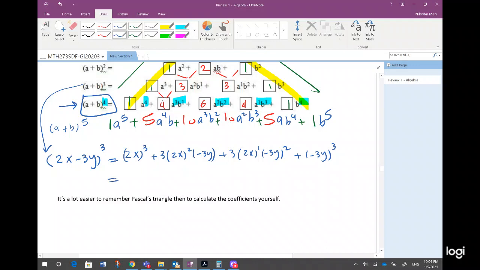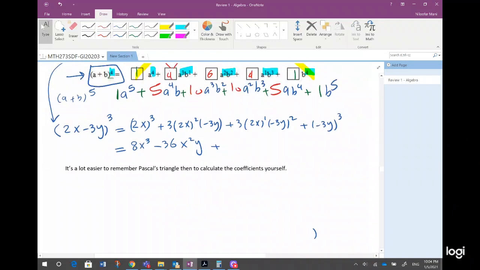Okay, but I'm not done, I have to calculate. 2 power 3 is 8, so it's 8x cubed. Then 2 power 2, which is 2x squared, so 4 times 9, right? So I have to calculate. 4 times 9 is 36, so it is minus 36x squared y. One of them plus, one of them minus. So the other one must be plus here.